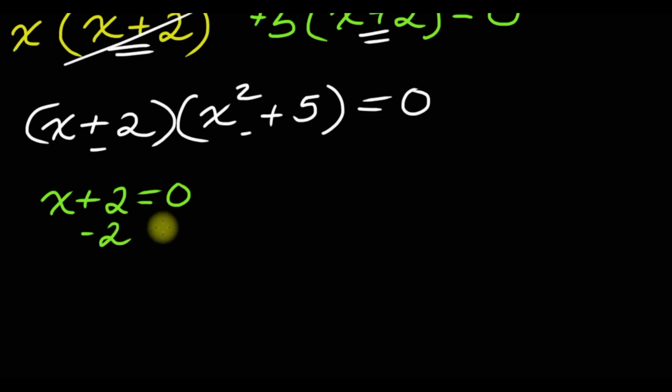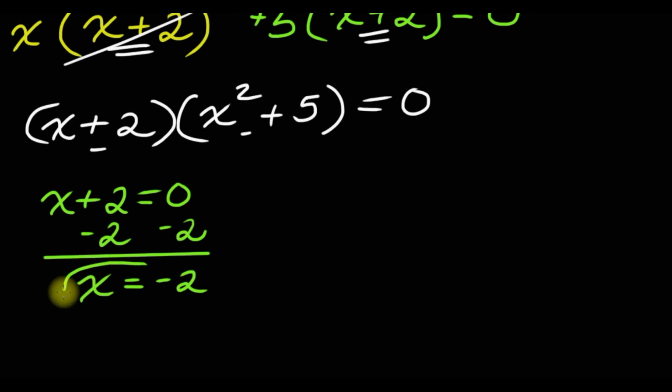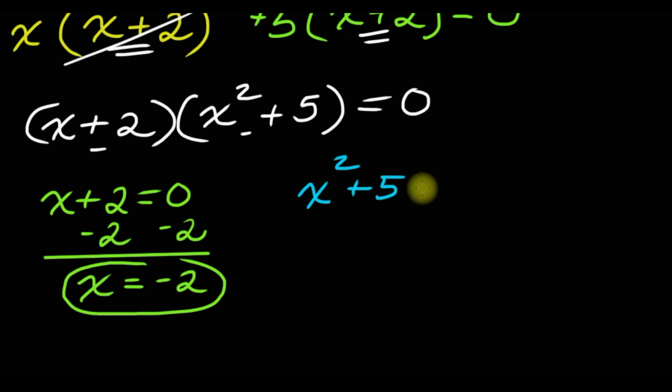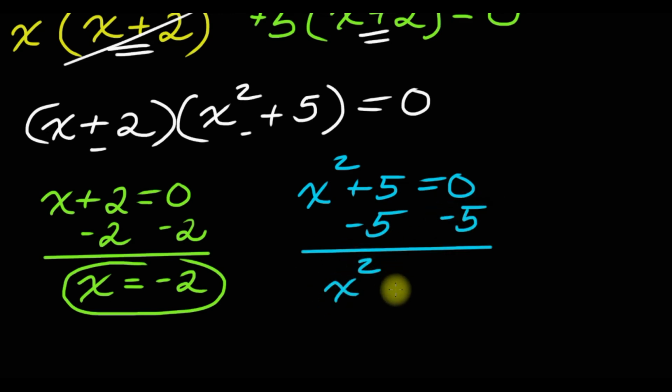Minus 2, minus 2. So x is -2. The other one is x squared plus 5 equals 0. Take away 5, take away 5. So you have x squared is -5.